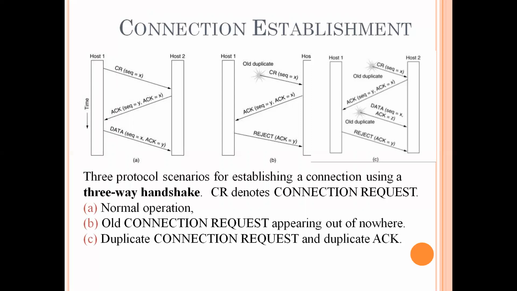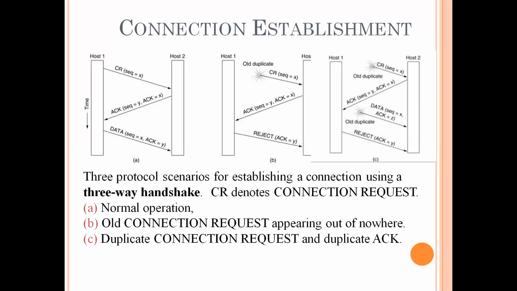The various ways to attack the problem are using a throwaway transport address, giving each connection a connection identifier, or a mechanism to kill off aged packets, such as restricted subnet design, hop counters, or time stamping. Here, the primitives.